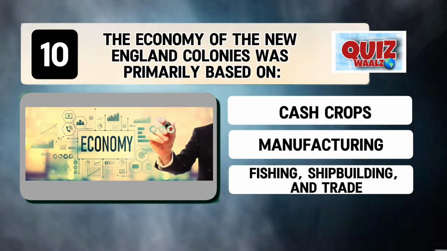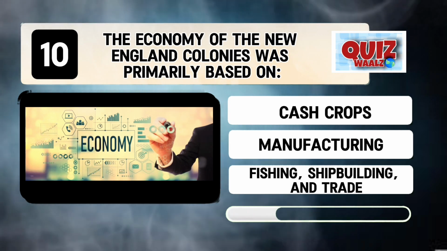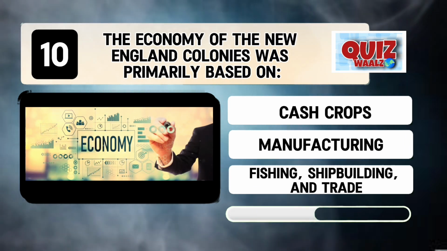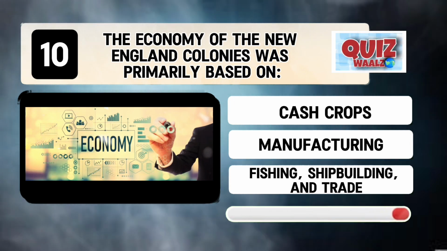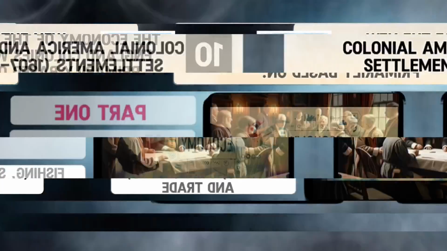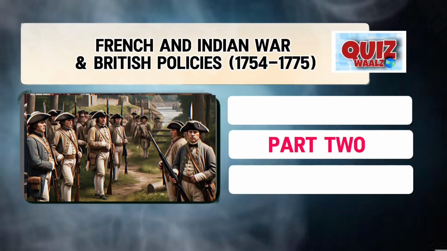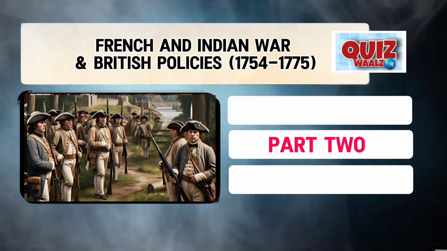Question 10. The economy of the New England colonies was primarily based on A. Cash crops, B. Manufacturing, C. Fishing, shipbuilding, and trade. Fishing, shipbuilding, and trade.